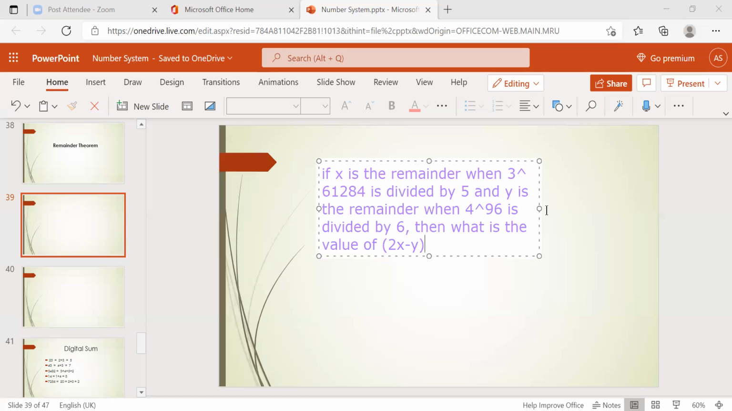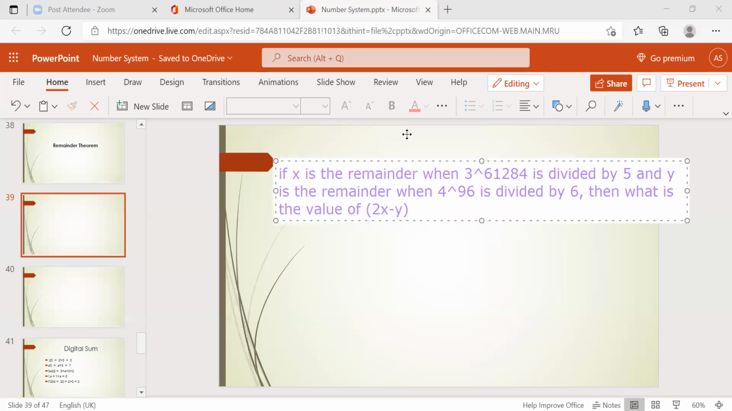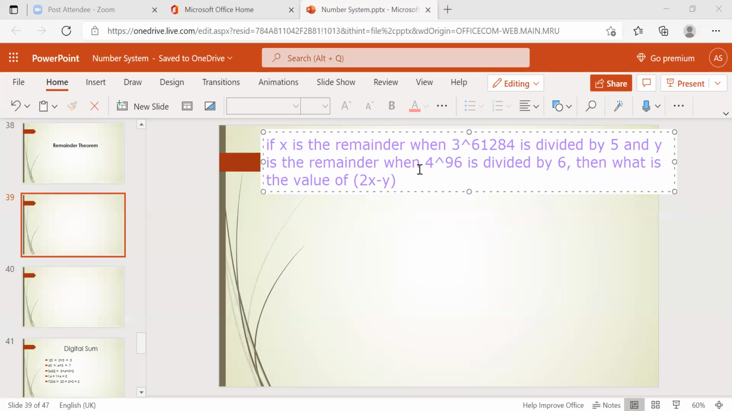See, interesting question. See what they're asking, they're not asking for the remainder. They have given the information: x is the remainder when 3 power 61284 is divided by 5, and y is the remainder when 4 power 96 is divided by 6. Then they're asking for the value of 2x minus y. So to find 2x minus y, we need to know the x value and the y value, right?